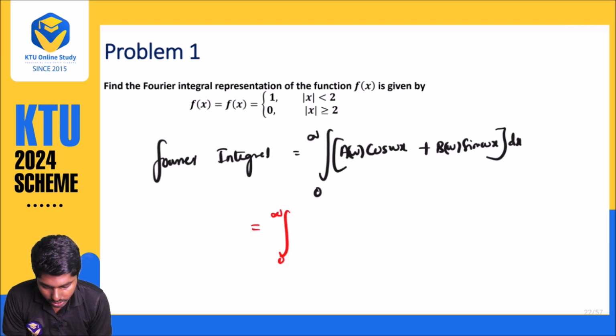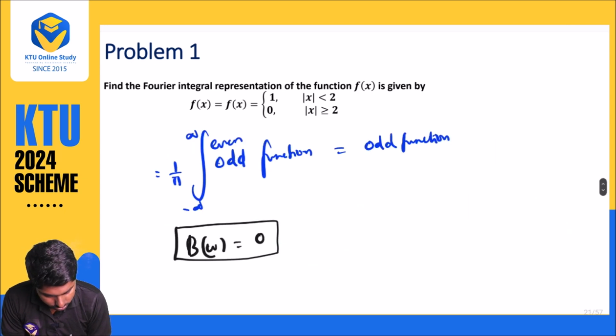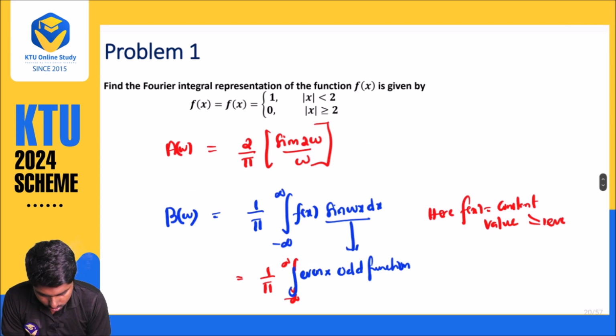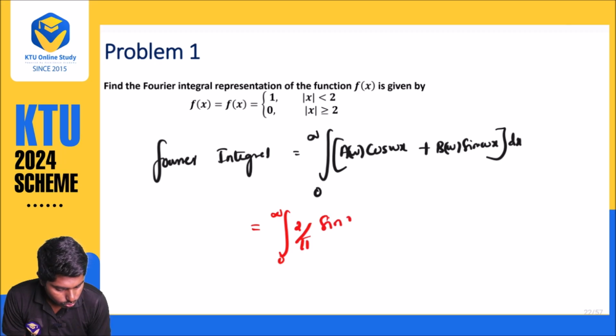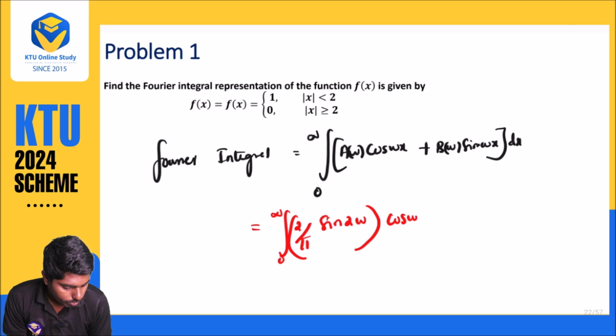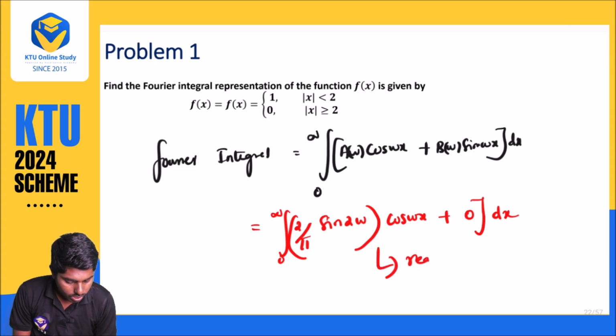So just apply it, from 0 to infinity. A omega we are getting as 2 divided by pi sin 2 omega, and this is nothing but a omega, into cos omega x. What about b omega? B omega is 0, so 0 into sin omega x dx. So this is our required answer.